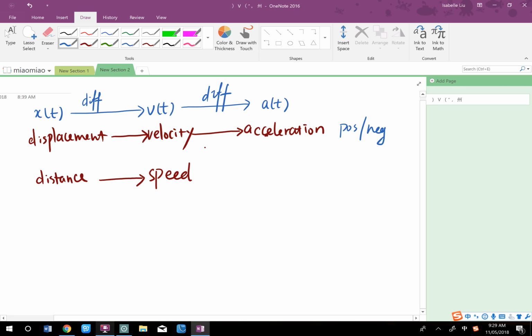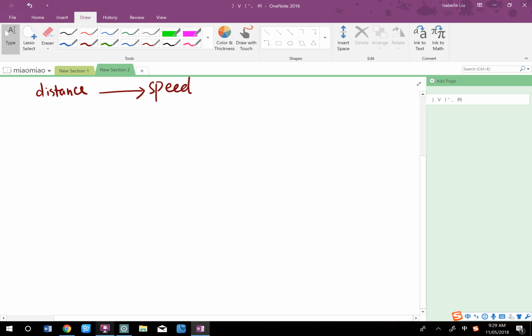Then what's displacement and what's distance? I think most of us will know about this, but just in case, I'll mention it again. We always have an origin to talk about. We relate to a point, and normally we say we relate to the origin. Relative to the origin, let's say we have positive 1, positive 2, positive 3, and negative 1, negative 2, negative 3.